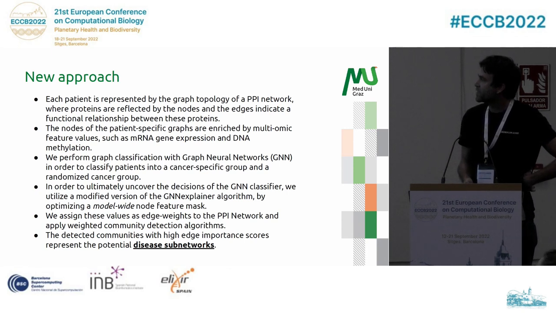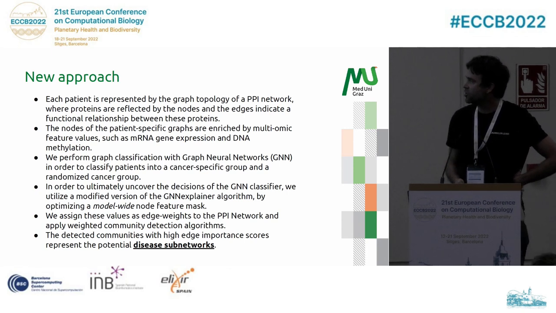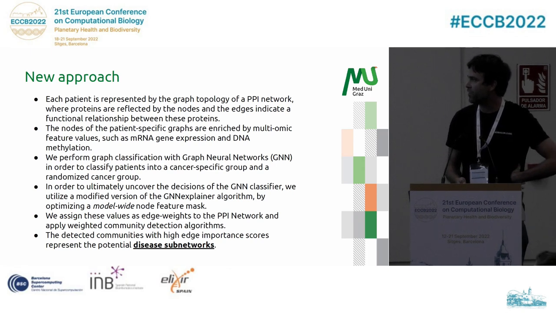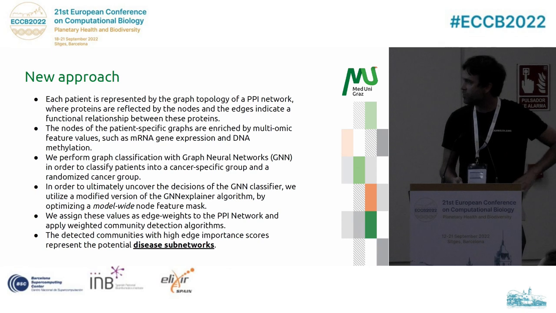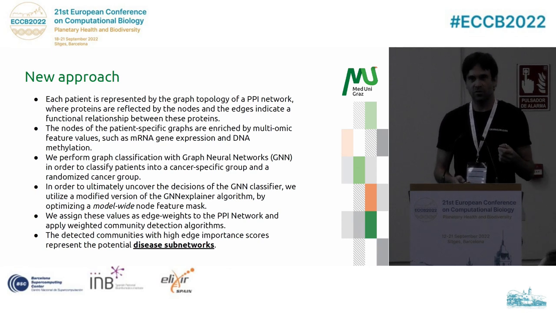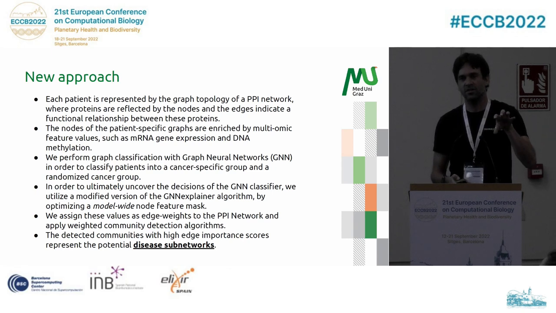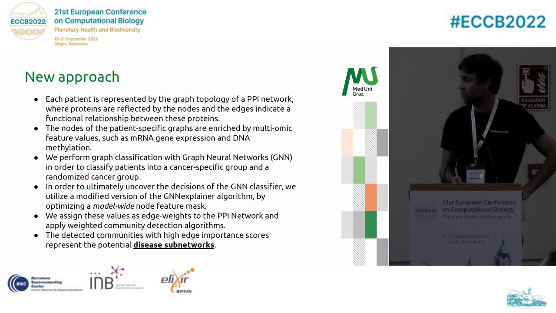In order to uncover the decisions the GNN classifier has made, we modify a very popular GNN explainer by optimizing a model-wide node feature mask. The aim here is, through the explanations, uncovering the decision paths of the GNN, so that these regions might be potential disease subnetworks.